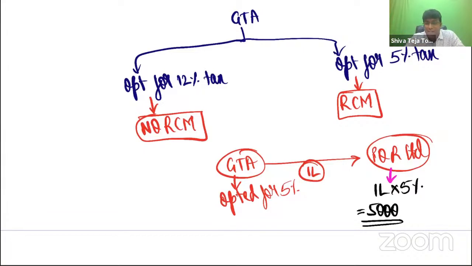So one of our friends is asking one question related to this. Sir, RCM paid in the month of March is available as credit in the month of April. So how can it be reconciled? Can you help me with that?